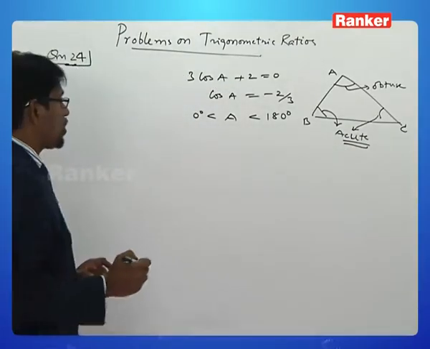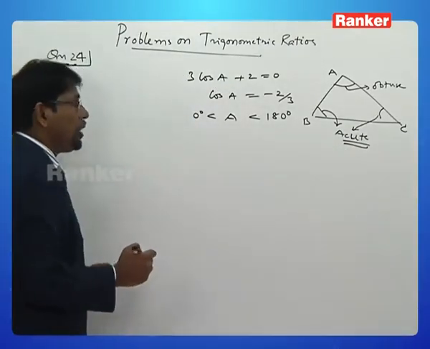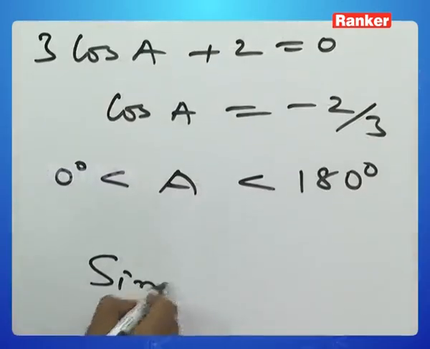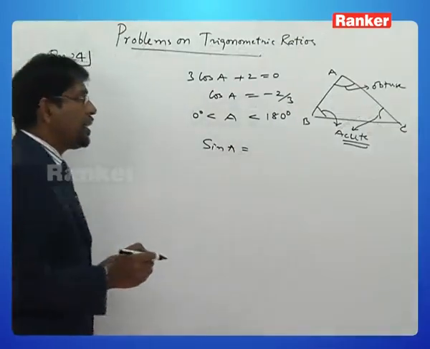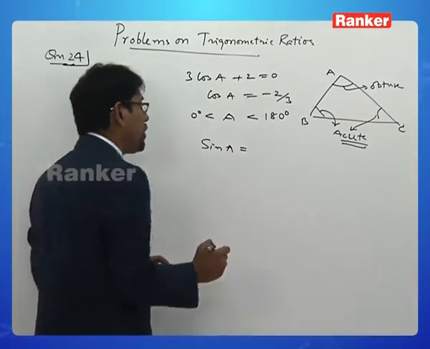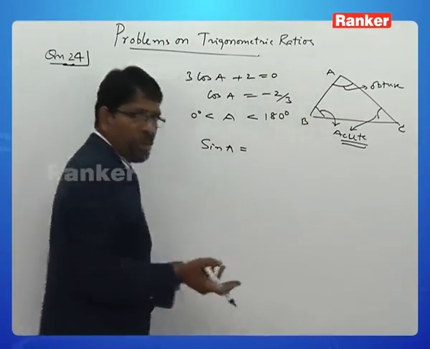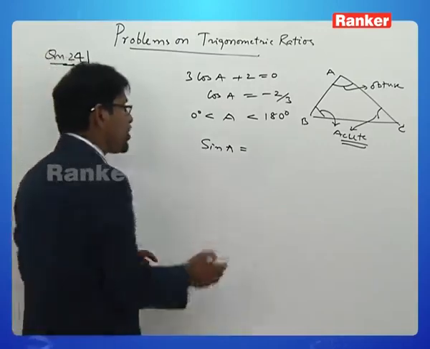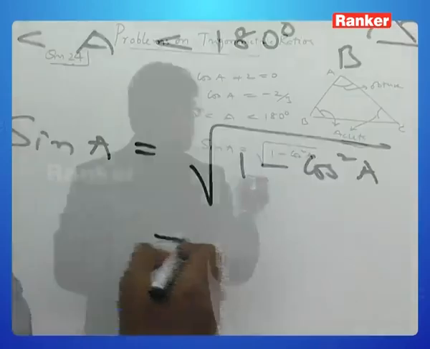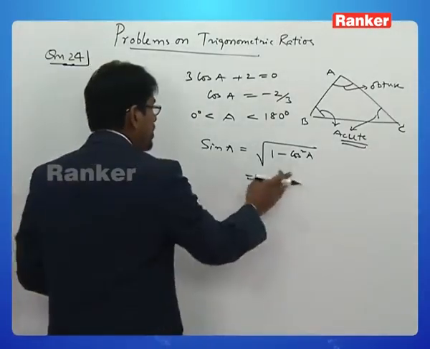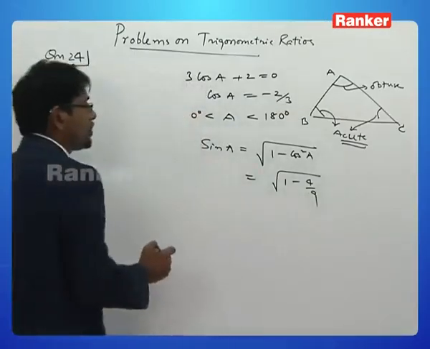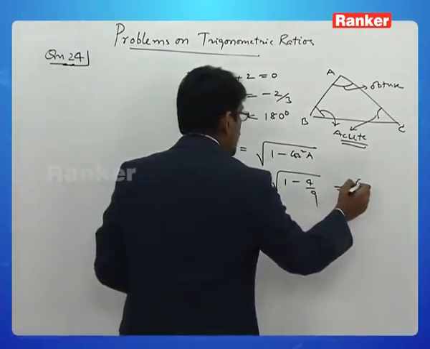Okay, so cos A is minus 2 by 3, and now we are interested in the sin A value. Sin A has to be definitely positive, because A, although obtuse, has positive sine, and therefore that is the square root of 1 minus cos square A. So what do we get that to be? 1 minus 4 by 9, that is root 5 by 3.